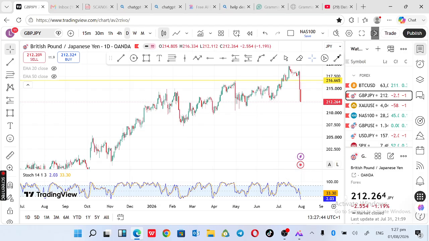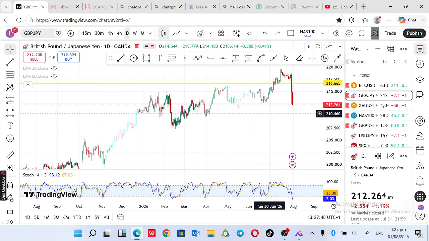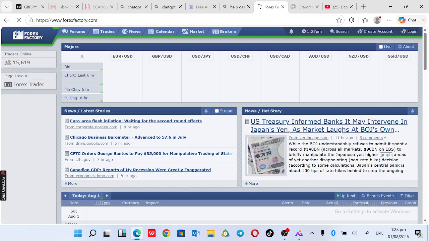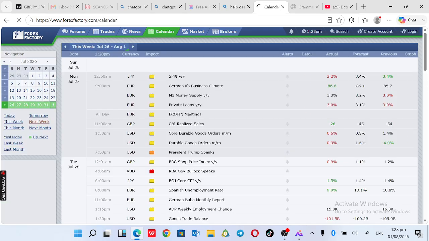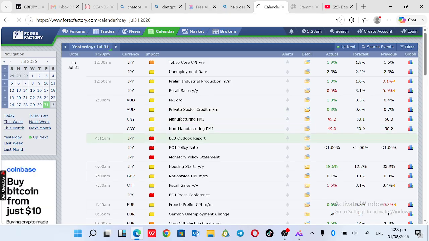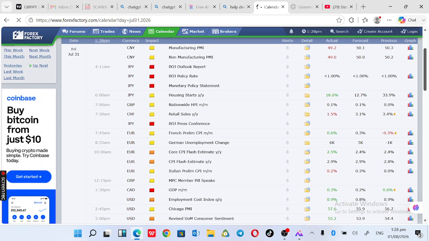So when we're on daily, it shows that this is a clear uptrend, but this moved yesterday because of news. So let's check what news we had yesterday. Forex Factory. Yesterday was last Friday. We all know every last Friday we have terrible news that always comes.